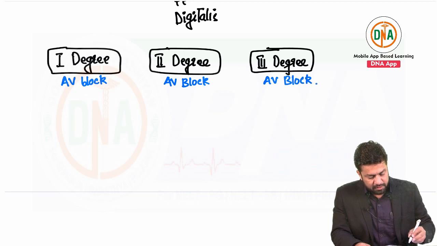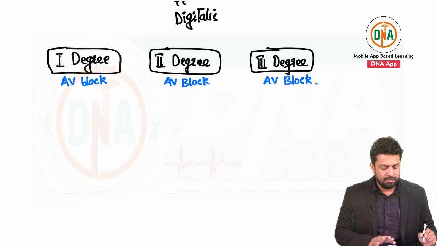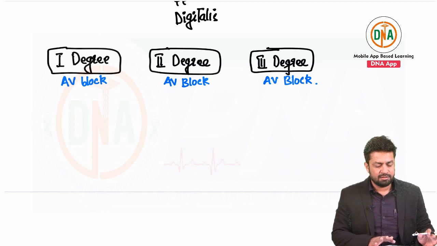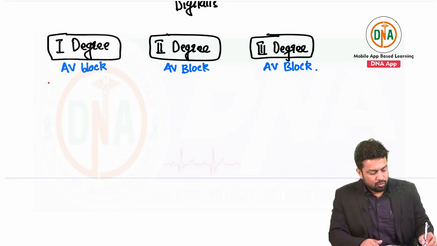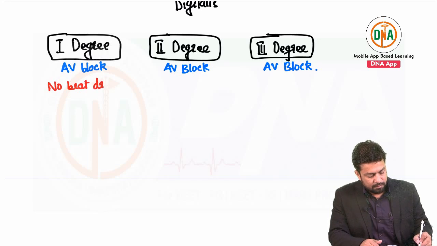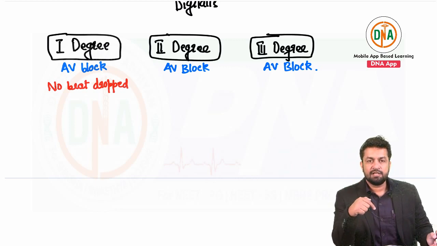The most important thing that we have to understand about these three, many times they become a bit confusing, but it's very simple to understand. Remember guys, in first degree heart block no beat is dropped. So every beat coming from the SA node will be conducted to the ventricles. There will only be a delay in the AV node. Every beat will get conducted, no beat will get dropped.